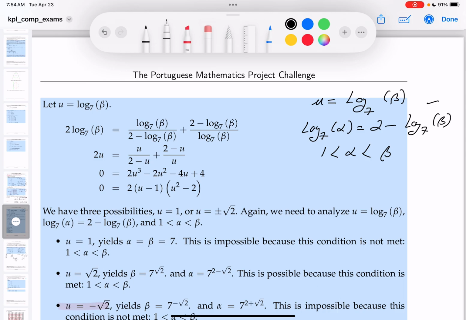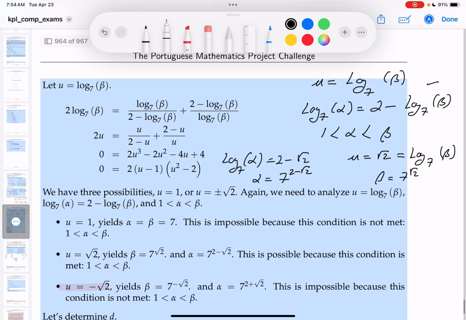The next one, I'd say u is equal to root 2. All right? Now, if u is equal to root 2, I just plug it in. I get root 2 equals log base 7 of beta. So that's not so bad. Beta is equal to something, right? So what's beta equal to? Beta is going to equal 7 to the root 2. All right, what's the log base 7 of alpha going to be equal to? Let's write this down. It's going to be 2 minus root 2. So alpha would be equal to 7 to the 2 minus root 2.